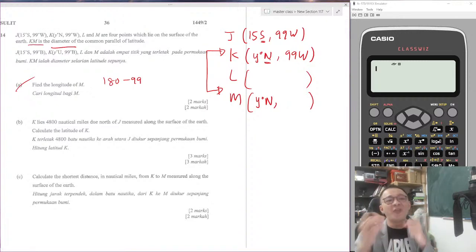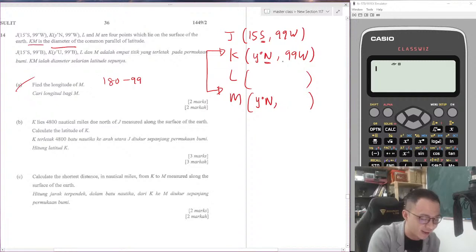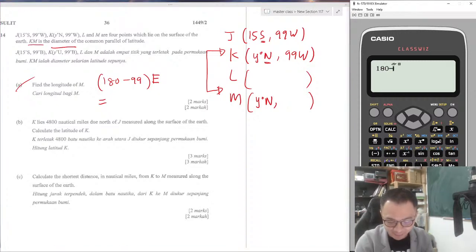Because diameter means both angles together must be 180. So this is the reason why I will use 180 minus whatever longitude for K. And then this is W, I change to E. Just like that, very easy. Type in the calculator. Then I get 2 marks.